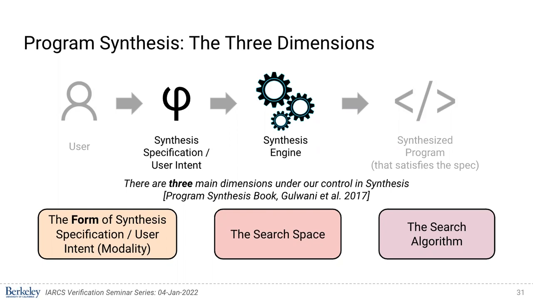So the first dimension under our control is the form of the spec, or the way the user specifies the intent. The second is the space of the programs that the engine can output. And the third is finally the algorithm used by the engine to arrive at the answer, or searching through the space.